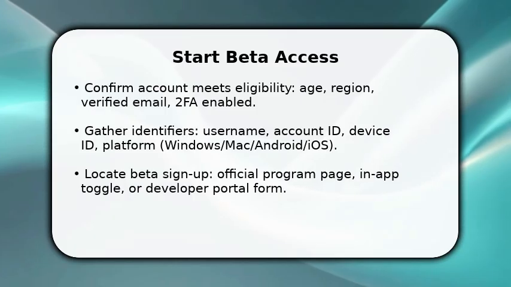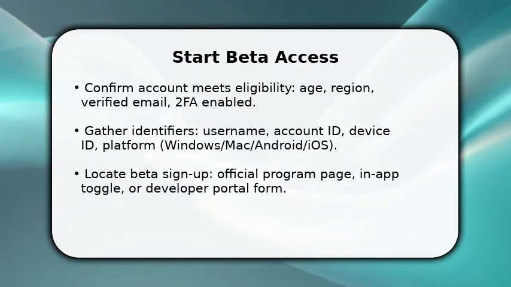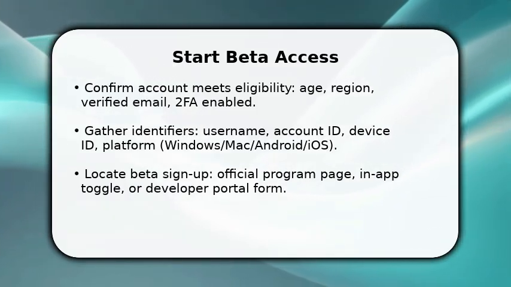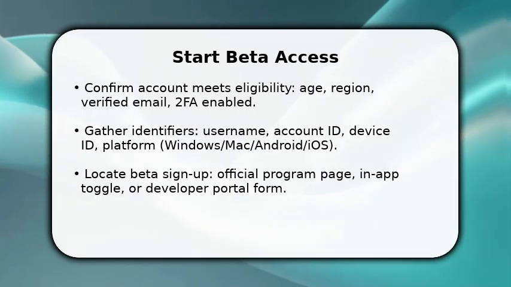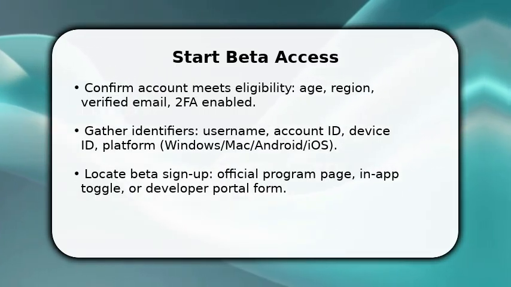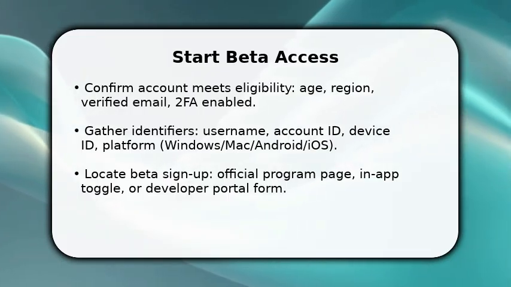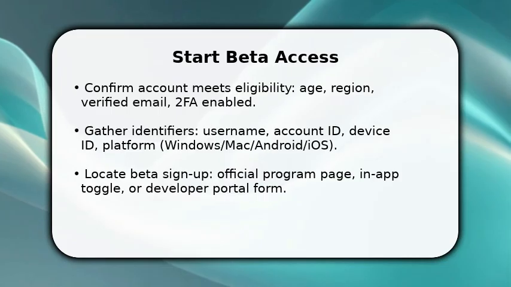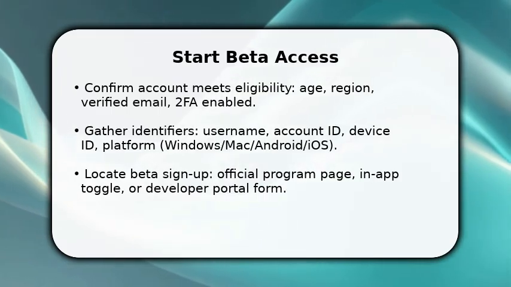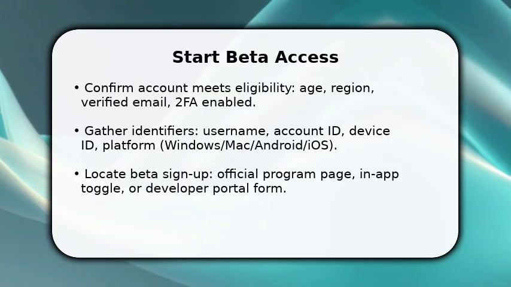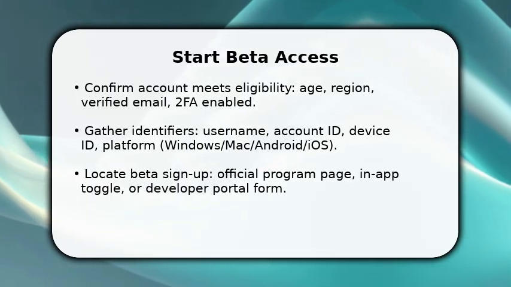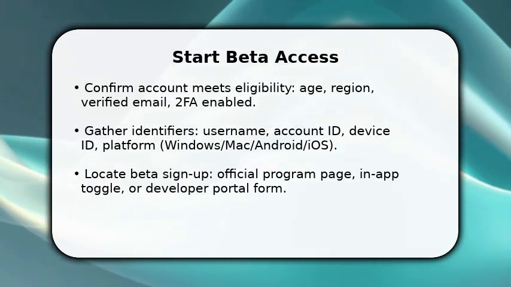You have the essentials, now start the process. First, confirm your account status and enable 2FA so you don't hit verification blocks. Next, collect your account and device identifiers, username, numeric ID, and platform, because most beta forms require them. Finally, navigate straight to the official beta sign-up or the in-app beta toggle and submit the minimum required fields.